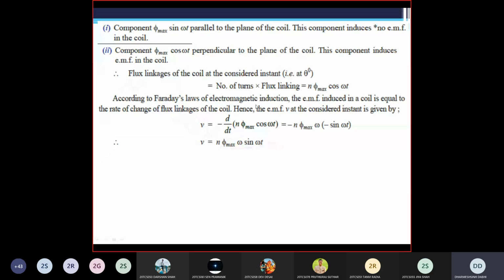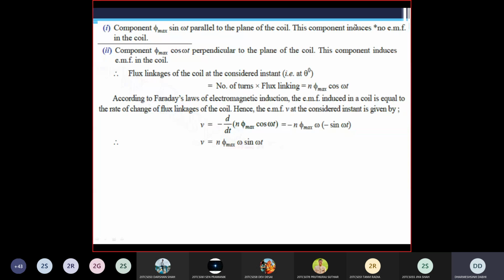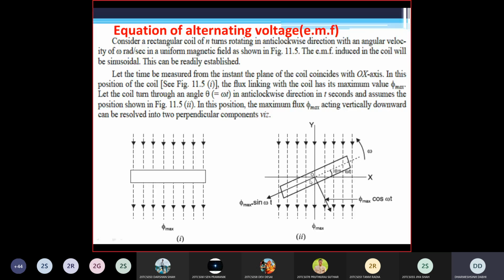Now, how much flux linkage is there when this coil is at angle theta? So this equation is the number of turns of the coil into flux linkages. Where does maximum flux linkage happen? When the plane of the coil is exactly perpendicular to the flux lines. Clear? So that's why we consider the component phi max cos omega t, which is perpendicular to the plane of the coil.